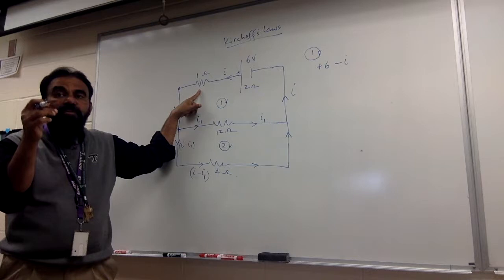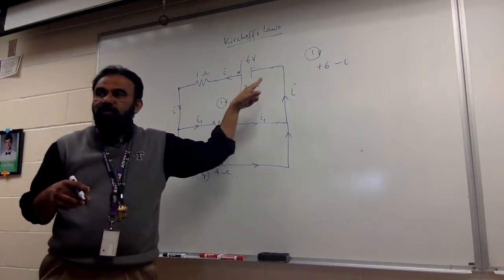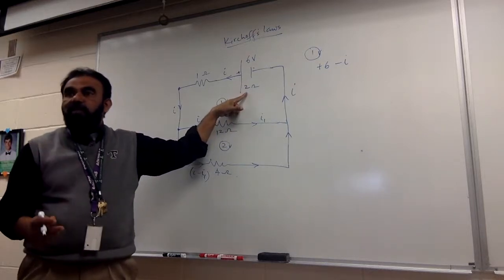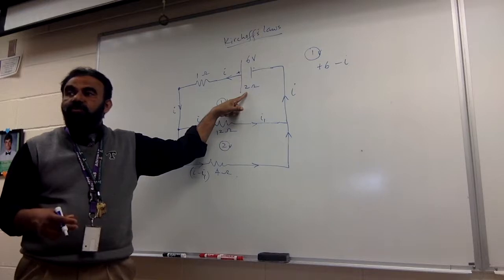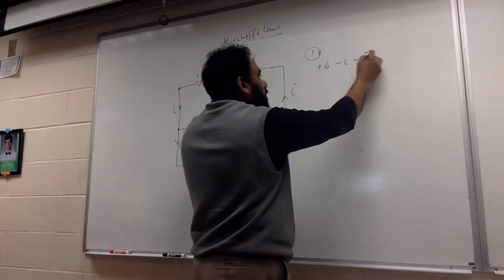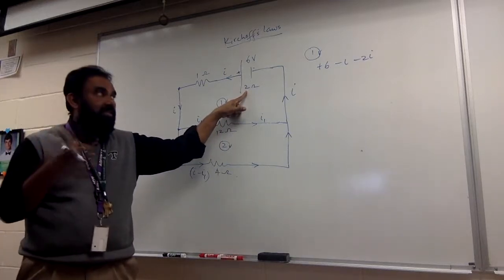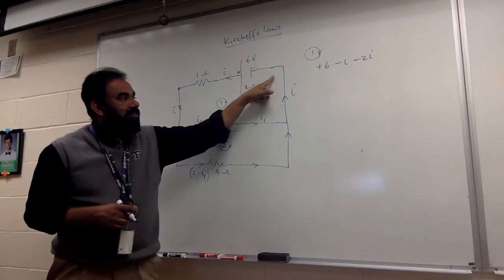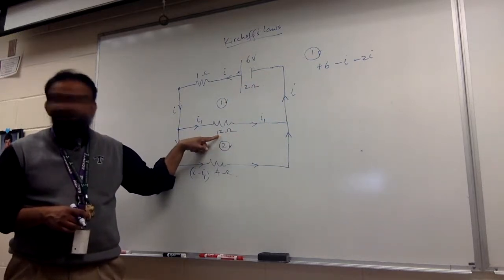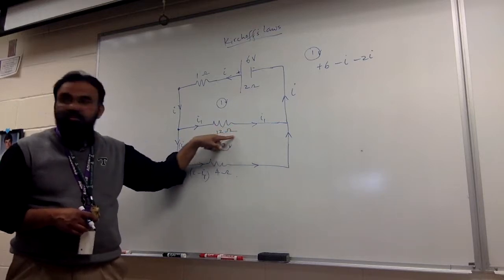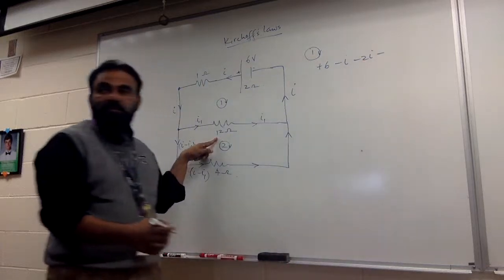Tell me the next time you come across a potential drop. Is there a potential drop here? Yes. How much? Negative 2I. Yeah, 2 is the resistance and I is the current coming in the opposite direction. So it's negative 2I. Keep searching. How much? Positive? You're searching this way. It's still negative. All right, negative what? 12?